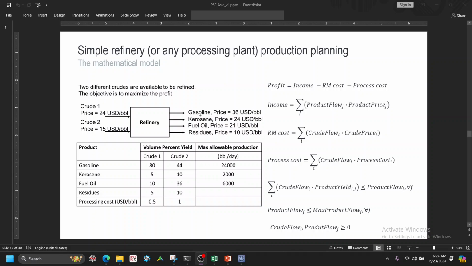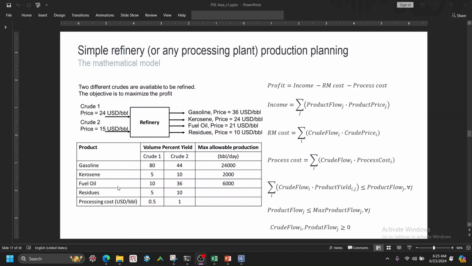And then each of these products comes with a price, right? So we can see the prices, and the different crudes, with all different raw materials, have different properties and different concentrations. Hence, the processing cost will also be different. Like in this case, crude one is like half of crude two.